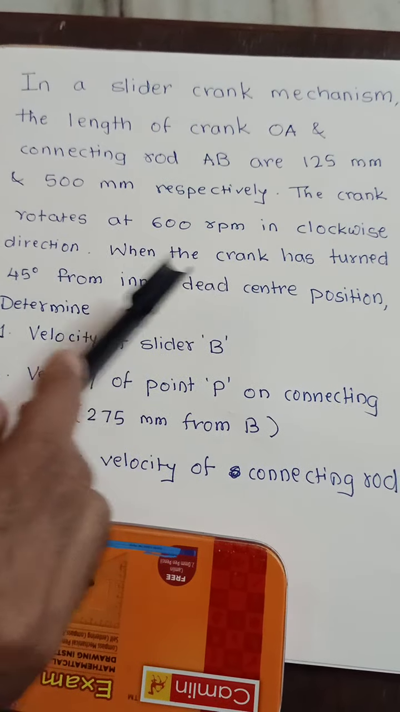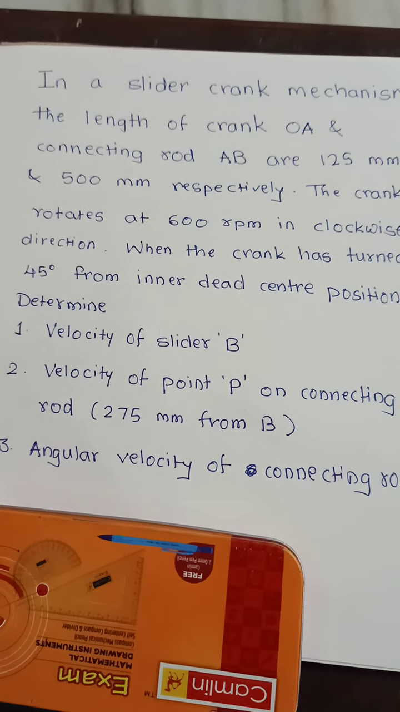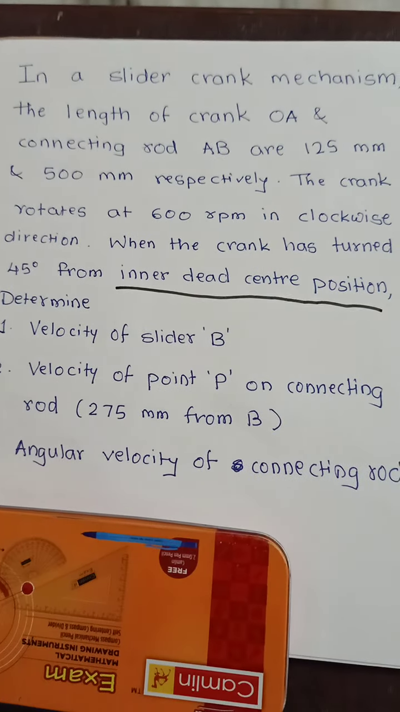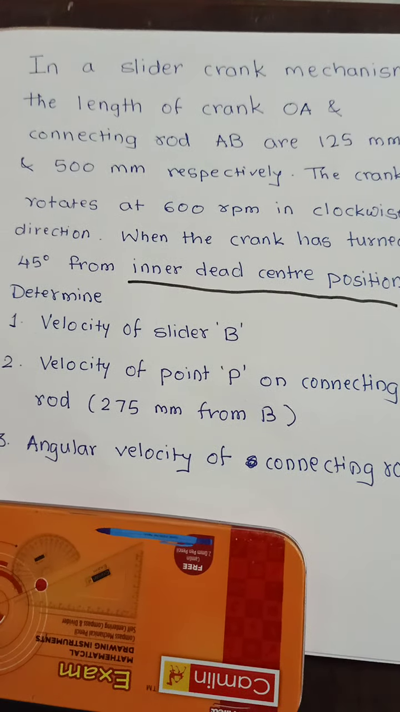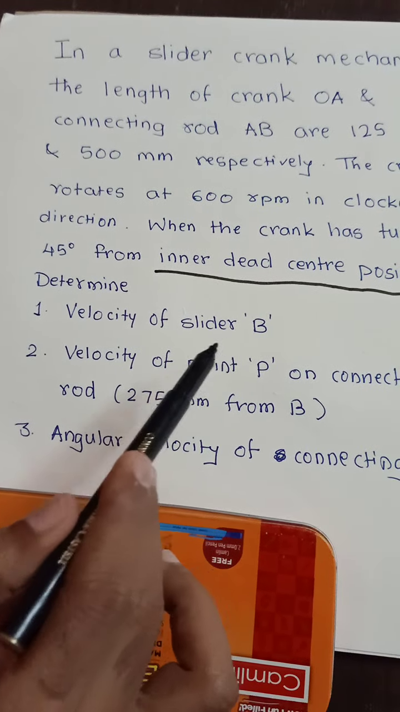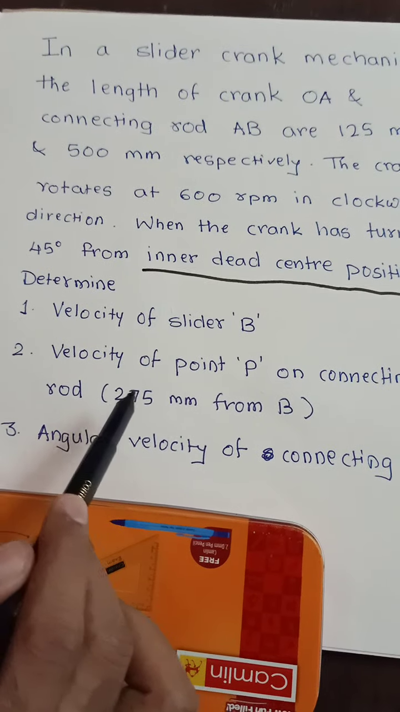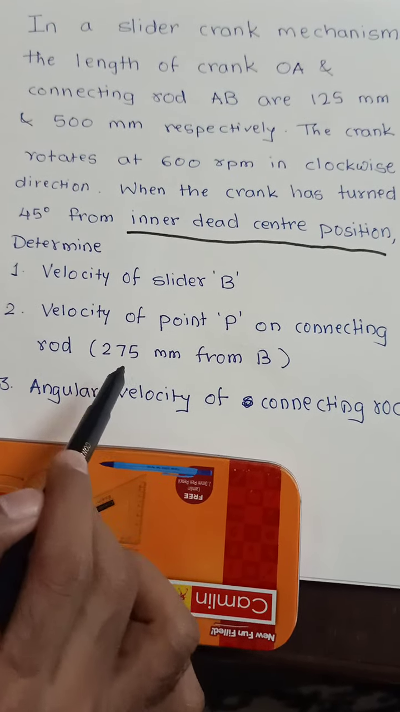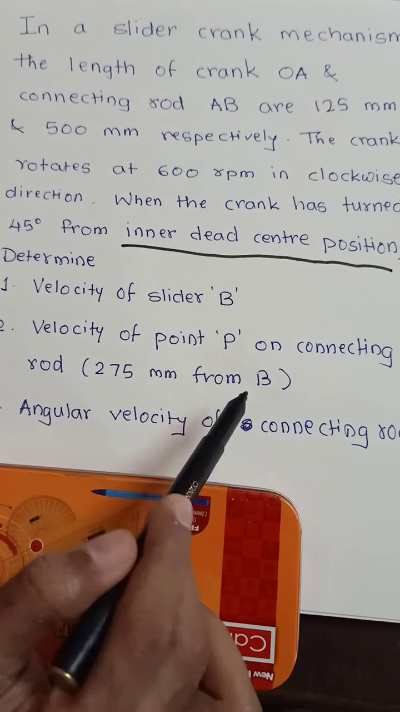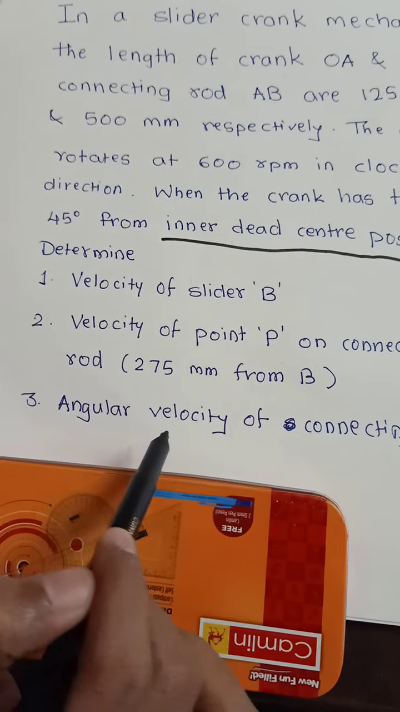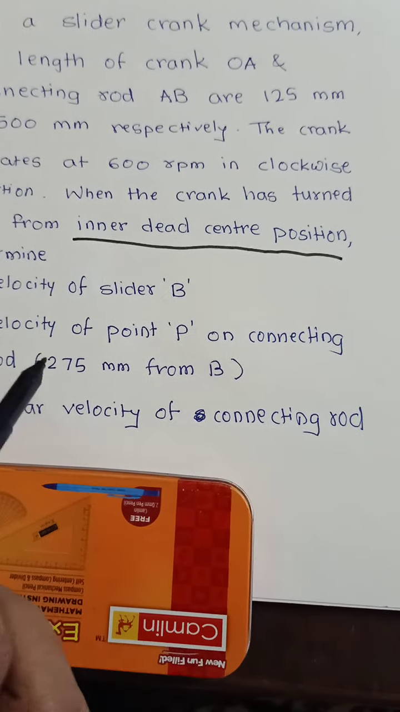When the crank has turned 45 degrees from the inner dead center position, we have to determine: number 1, the velocity of slider B; number 2, the velocity of point P, which is on the connecting rod at a distance of 275 mm from slider B; and third, we have to find the angular velocity of the connecting rod.